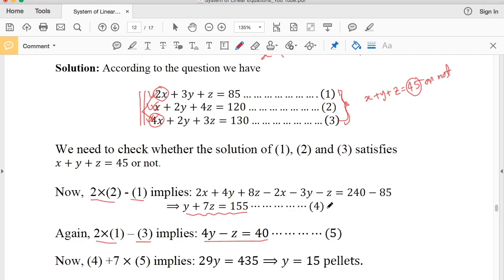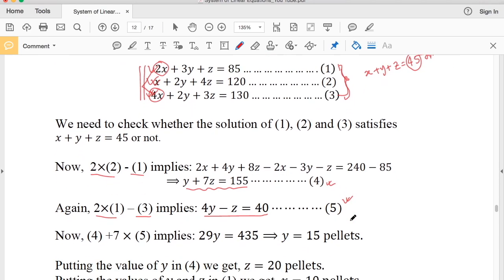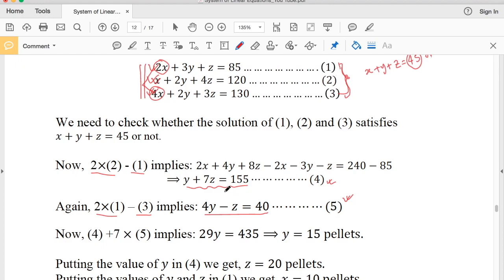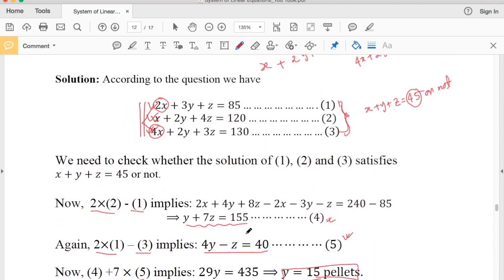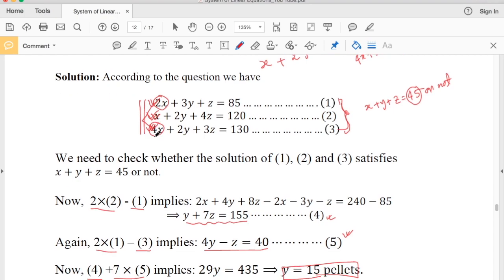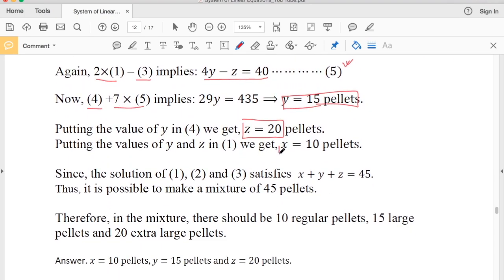And from 4 and 5 you can again eliminate either y or z. You need to multiply equation 4 by 4 to eliminate y, or if you want to eliminate z, you need to multiply equation 5 by 7, then add it with 4 and you will get y. So y equal to 15, and if you put y in equation 4 or 5, you will get z, that is 20, and if you put y and z in the first, second or third equation, you will get x, that will be 20.